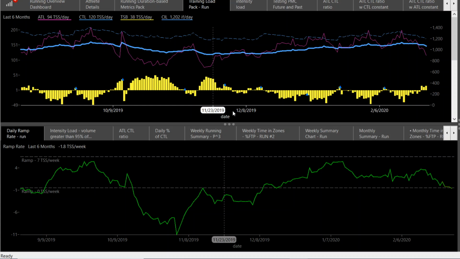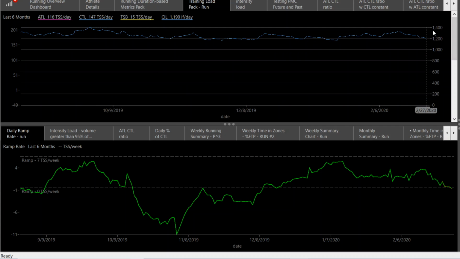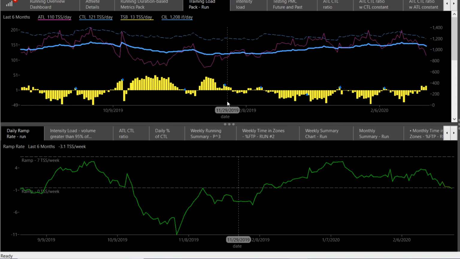So let's start with a look at this guy here, which is the performance manager chart, which I've modified a little bit. I'll go into those modifications in just a second. But first, I want to say that this performance manager chart was developed by Dr. Andrew Coggan, and presented in about 2008.